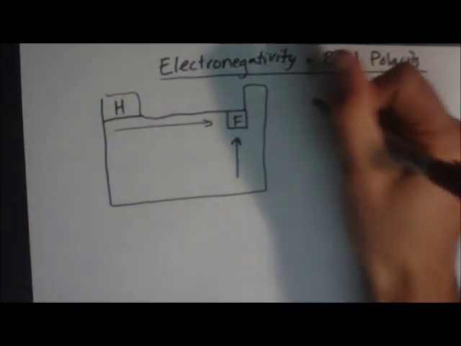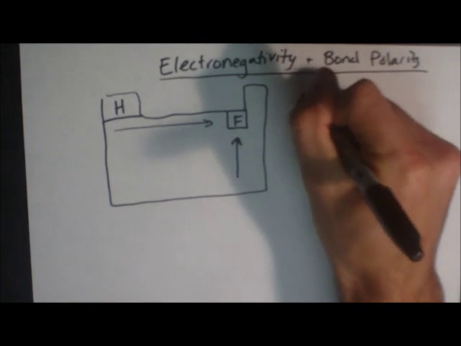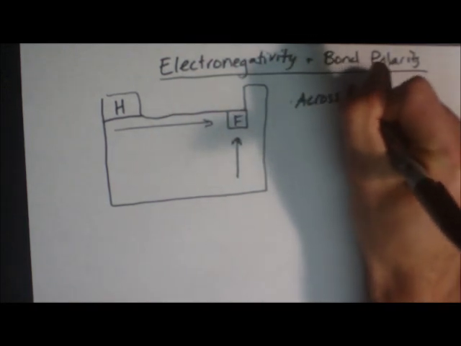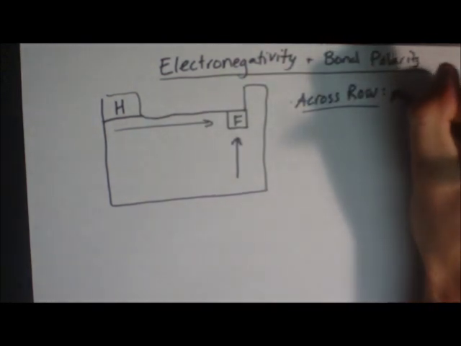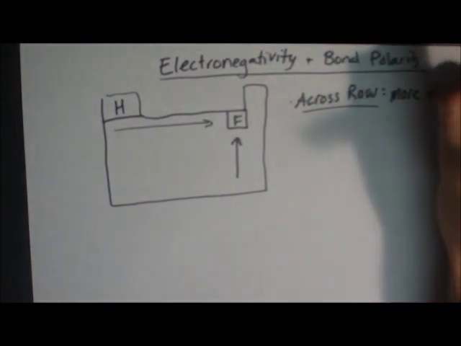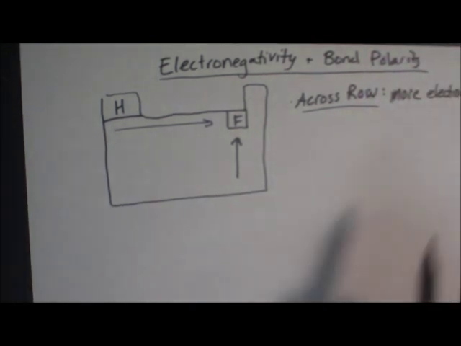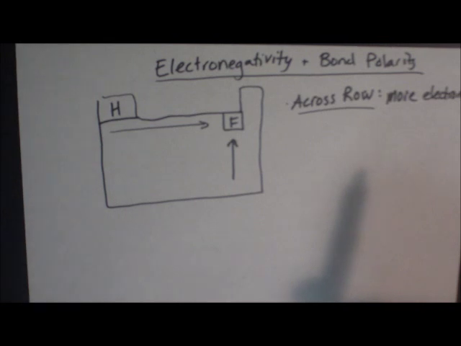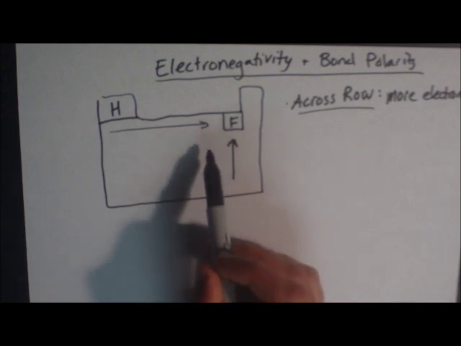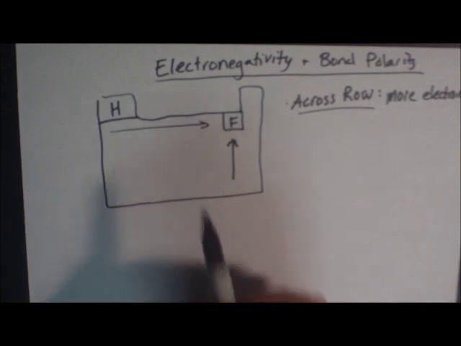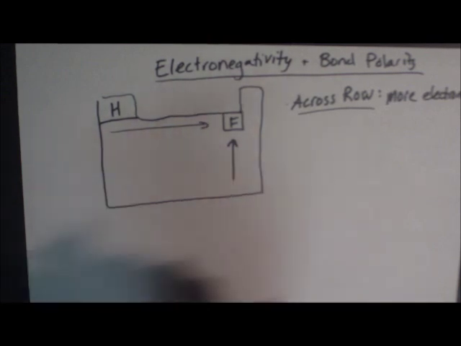So, as you go across a row, you're going to become more electronegative. And that's just going to be abbreviated electronegative from here on. Now, why is this? As you go across the row, the nucleus is going to have more protons in it, with the valence electrons being approximately in the same orbit.